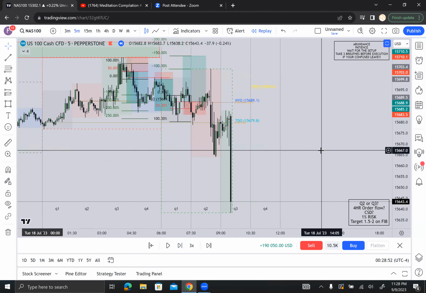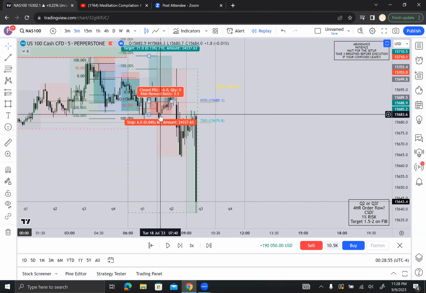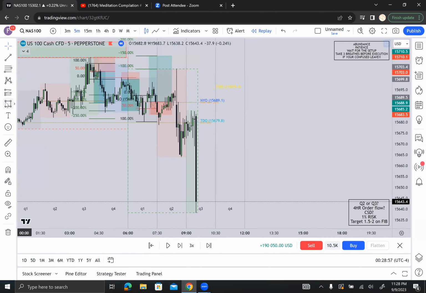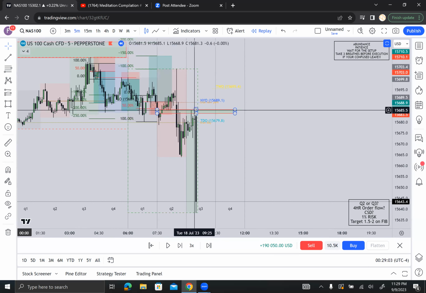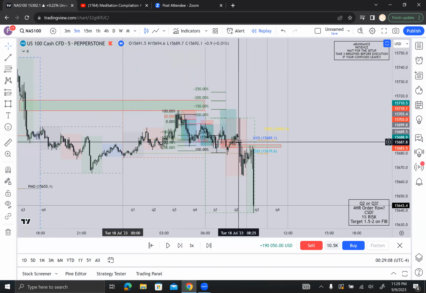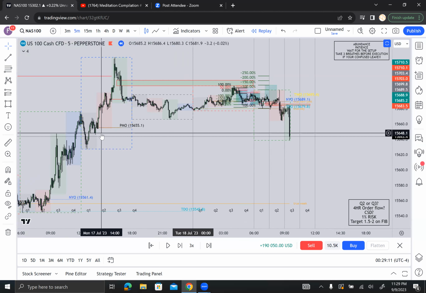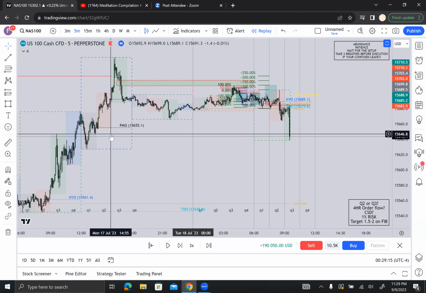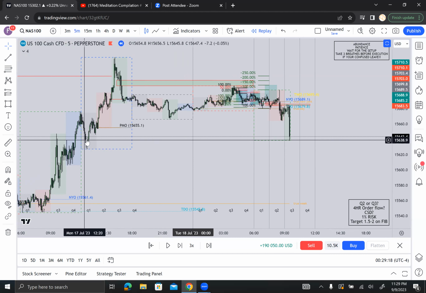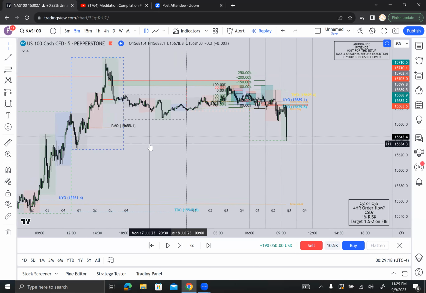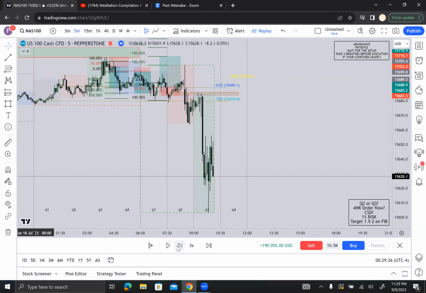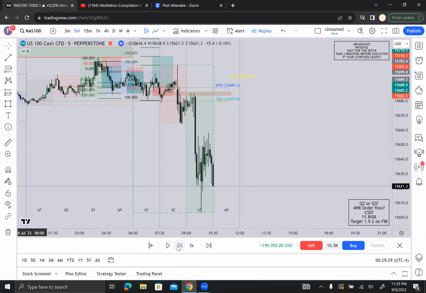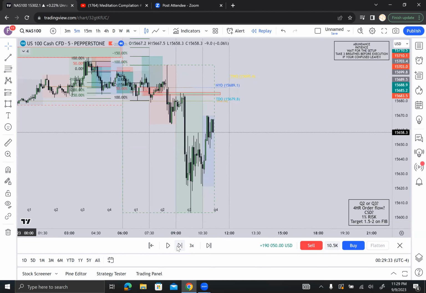Boom. See, I had a feeling that was coming. Why? Because of the inverse fair value gap there. See it? Bam. Came down, wicked, dropped. Where did it target? 50% Q1. Took out that liquidity there. Midnight, right? True open. It should just continue. And then possible reversal in Q4.